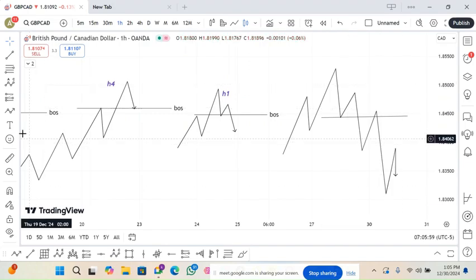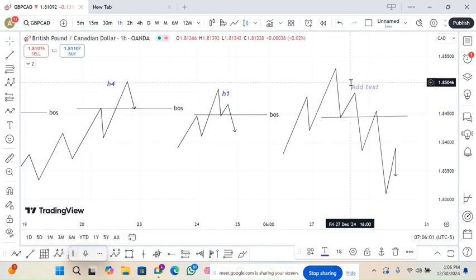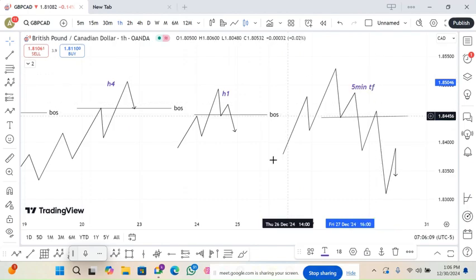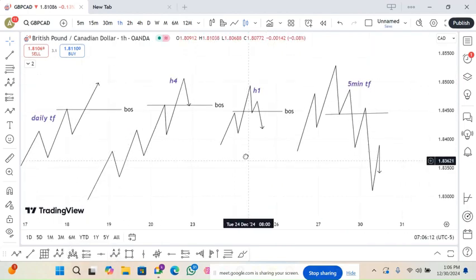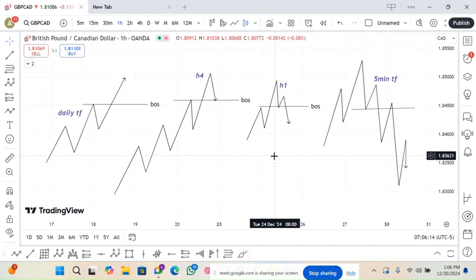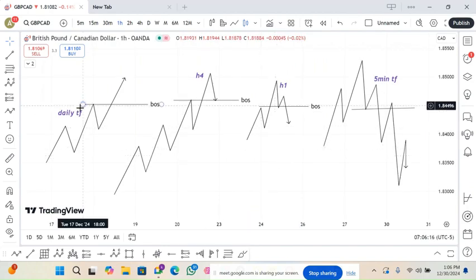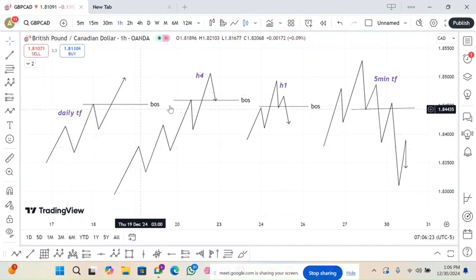Here is 5 minutes, 5 minutes TF. So now, if you look at this, look at the way I structured it. The daily time frame is what is bullish, right? Because the market structure is bullish. The 4 hours is bullish, but there's something that happens when the 4 hours is going to retest the demand zone.